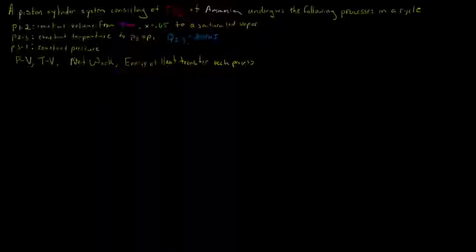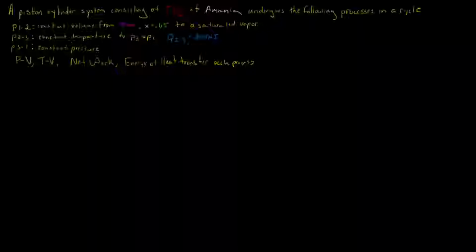What I would like to do in this video is go over the following problem. We have a piston cylinder system that consists of 5 kilograms of ammonia and undergoes the following processes in a cycle. Process 1 to 2 is this constant volume process where we start at 8 bar and an initial quality of 0.65 and we move to a saturated vapor.